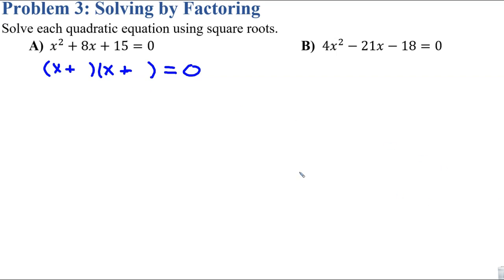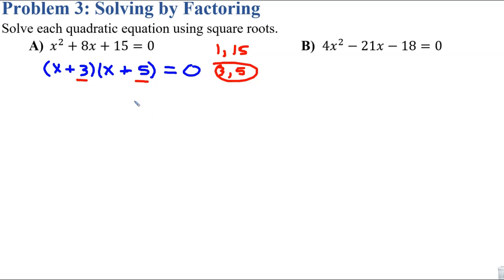And then what I need to do for my last terms is figure out which factors of 15 will also add to 8 for me. 15 is actually kind of simple because the only ways to multiply to 15 are 1 times 15 or 3 times 5. And it looks like 3 times 5 are going to be the winner because they will also add to 8. So I can say x plus 3 and x plus 5. That's my factored form.